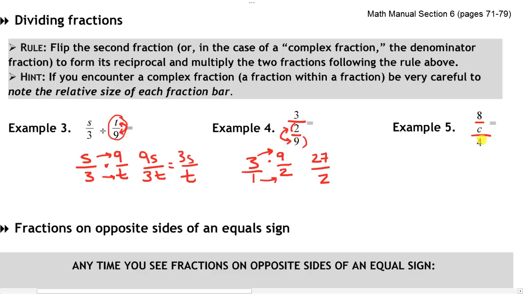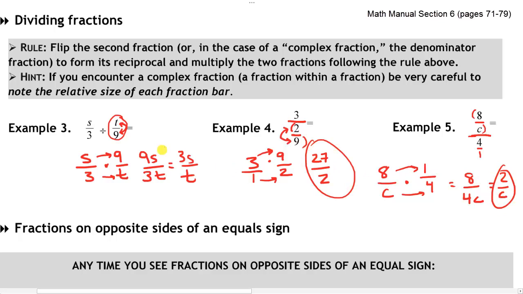And then over here, notice the relative size of the fraction bars. We've got a bigger fraction bar on the bottom this time. So what we're doing here is we're doing 8 over c divided by 4. 8 over c divided by 4 is the same as 8 over c times the reciprocal of 4 over 1. Remember that 4 is 4 over 1. The reciprocal of 4 over 1 is 1 over 4. Straight across numerator, straight across denominator, I get 8 over 4c, and that reduces to 2 over c. So there are my answers for those examples.